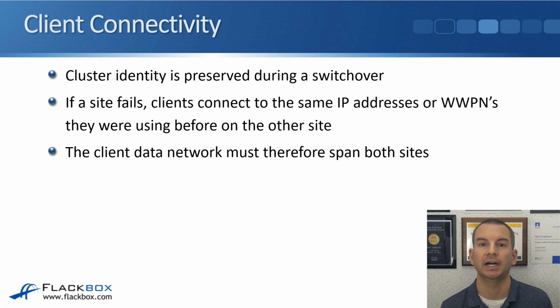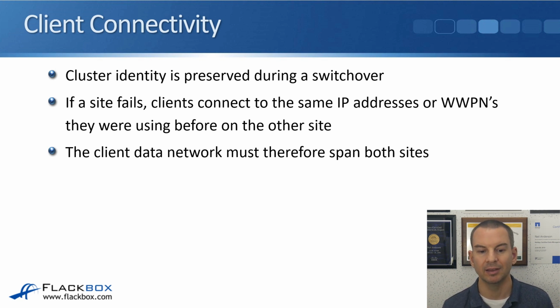Okay, looking at the client connectivity now. Client identity is preserved during a switchover. If a site fails, clients connect to the same IP addresses or WWPNs they were using before on the other site. So if you do have a building failover, everything looks exactly the same as before to the clients. Obviously, this is a good thing because we want to have a very, very fast failover. We don't want to have any settings changing when we do that, and we don't need to.